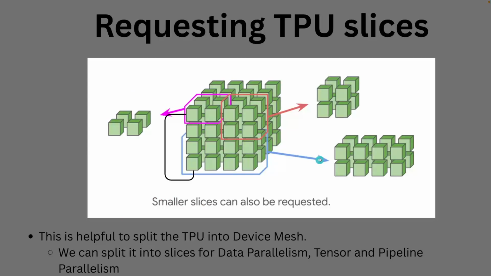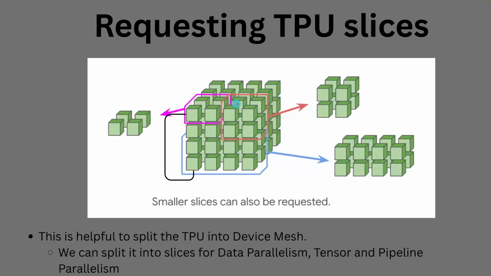Now another interesting thing with TPUs is you can request slices. So let's say you have a TPU pod. This is your TPU pod, which is of size 4x4, and now you can request different shapes to do computation. Here, notice the red one. Here you are requesting 2x2. This is going to be very relevant when we discuss different kinds of parallelism.